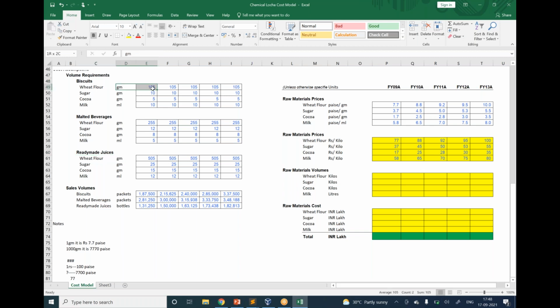So if you see, for one biscuit, I need 105 grams. For one malted beverage, I need, but I'm talking about one packet. But totally, how many packets are there? So more number of packets means more number of grams, right? So I want to know how many I need. Conversion you take care later. First understand how many you need. First you do it in grams. How much of grams you need?